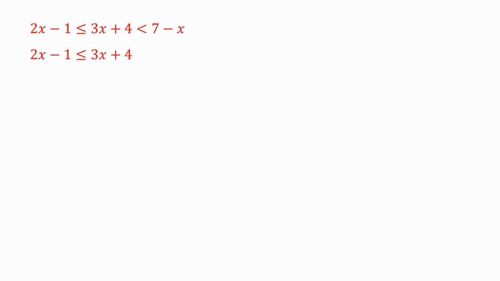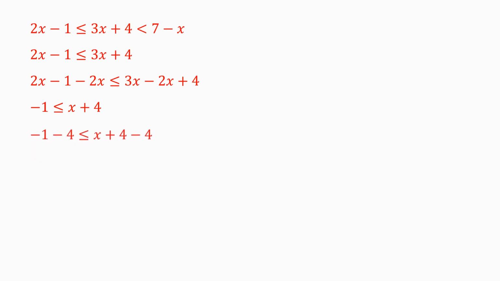Then we put the like terms together, and since it's the lower bound, we are going to take x to the right hand side. So we subtract 2x on both sides of the inequality. We are left with negative 1 is less than or equals to x plus 4. Then we subtract 4 from both sides. We have negative 5 is less than or equals to x.